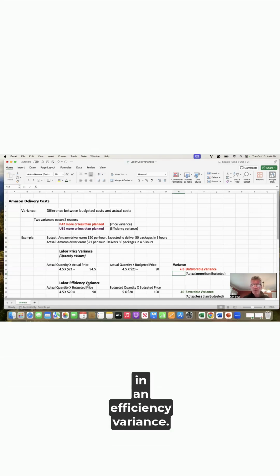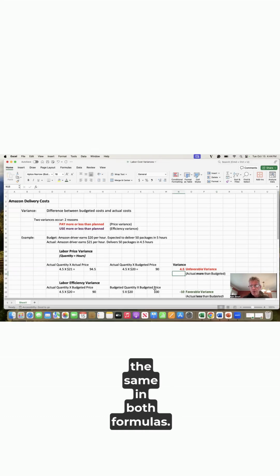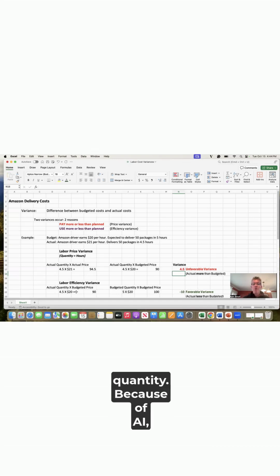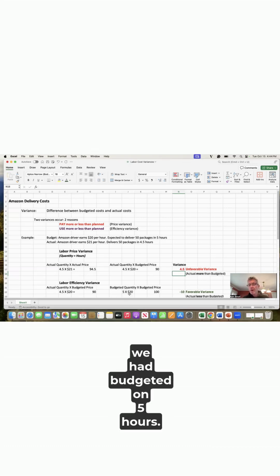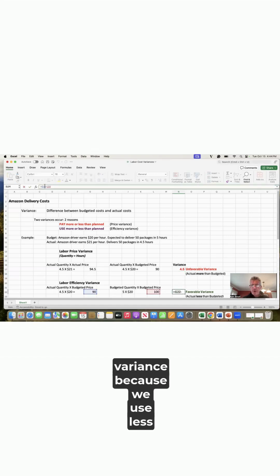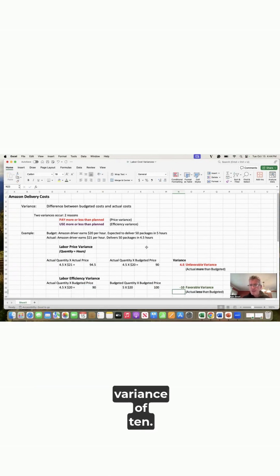In an efficiency variance, it's actual quantity times budgeted price, budgeted quantity times budgeted price. Like the formula above, two of the components are the same in both formulas. So the only difference is actual quantity versus budgeted quantity. Because of AI, we only took 4.5 hours to deliver the packages. We had budgeted 5 hours. So this is actually a favorable variance because we used fewer hours than we thought, 4.5 versus 5 budgeted. So it's a favorable variance of 10.